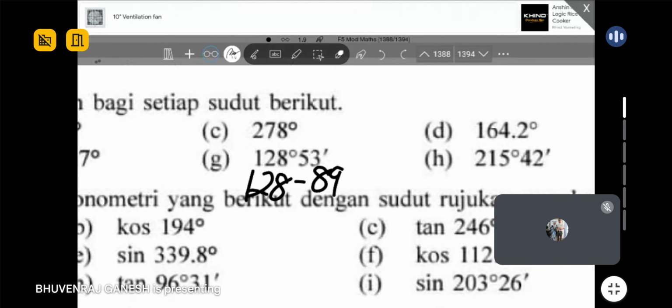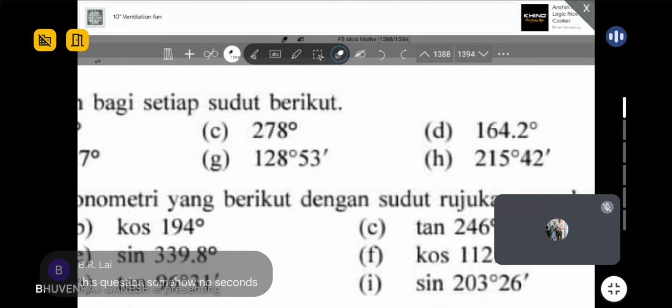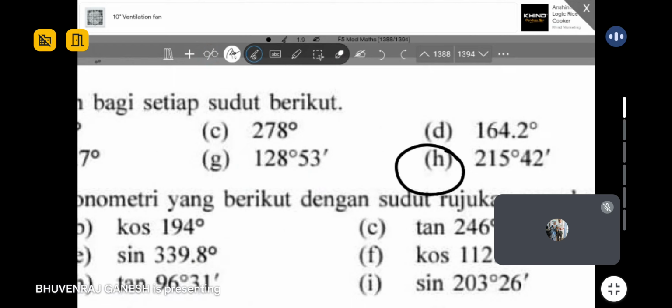If you all understand, can you all try question H? Can you all try H and see? Tell me what is your reference angle. Second is too much already. We never learn seconds, guys. In the syllabus, there are no seconds.